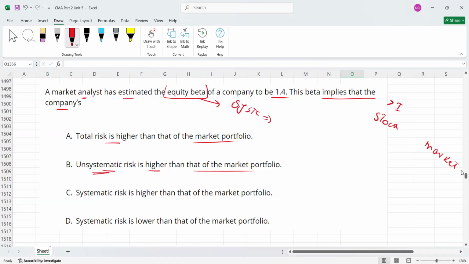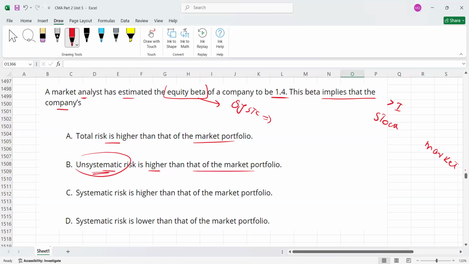So beta represents systematic risk, not unsystematic. Unsystematic risk is the risk which you can diversify away by holding diversified investments, right? So beta doesn't represent unsystematic risk. Beta always represents systematic risk, the risk which cannot be diversified away by holding diversified investment. That is why investors always ask for a premium for the risk which they cannot remove by holding diversified investment, right?